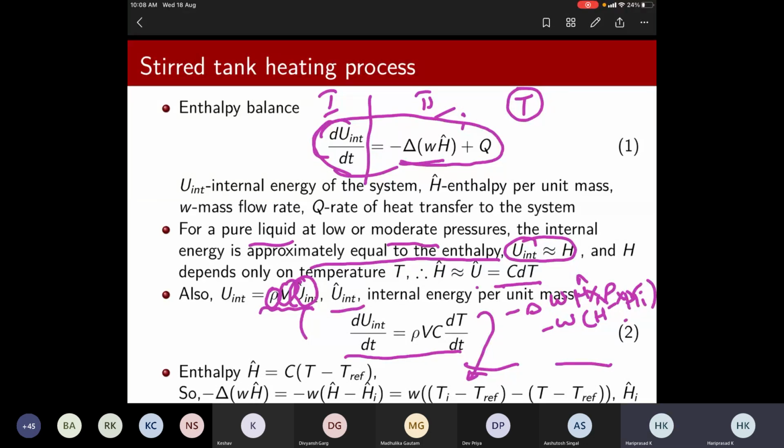Am I audible? Oh, yes, sir, you're audible. Sir, even I didn't understand where this equation came from. So I hope you have learned a course on thermodynamics, right? Yes, sir. We learned delta WH means output minus inlet. So can someone explain in the class, based on your previous experience, how equation 1 comes?